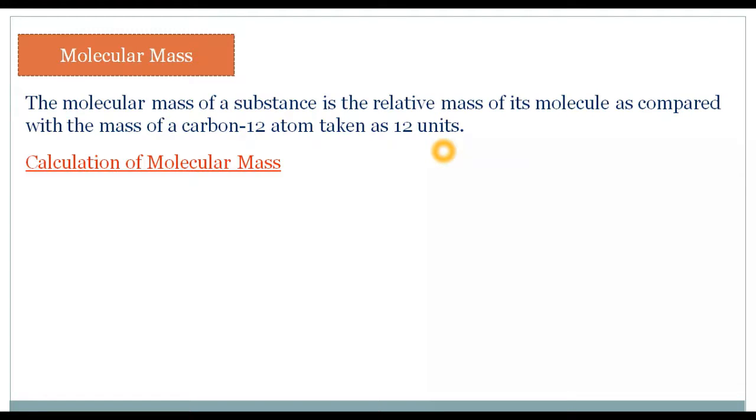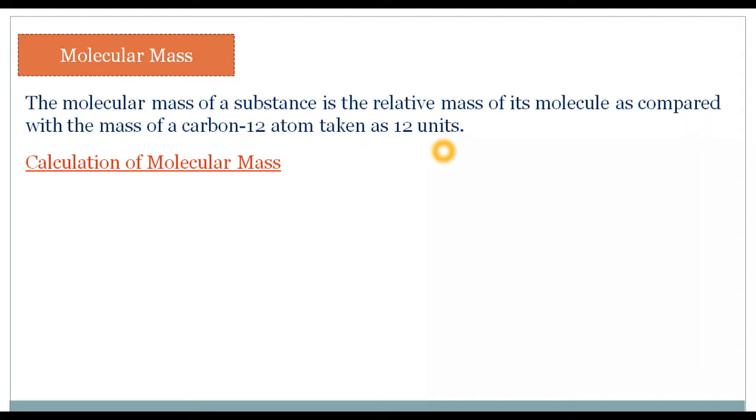So whenever you are relating, molecular mass will indicate the number of times one molecule of a substance is heavier than 1/12 of a carbon-12 atom. Say for instance, if we have hydrogen and the molecular mass of hydrogen is 2 units, that means a molecule of hydrogen is 2 times heavier than 1/12 of the carbon-12 atom. So that is molecular mass, and it is expressed in atomic mass units.